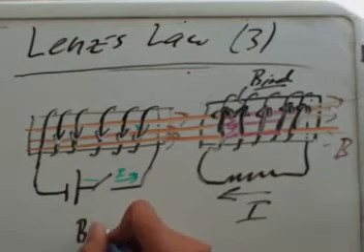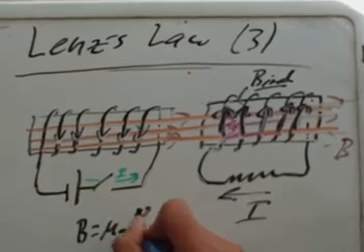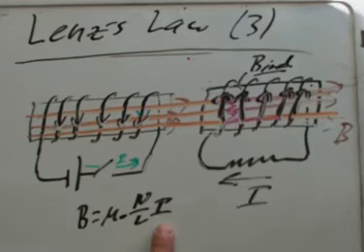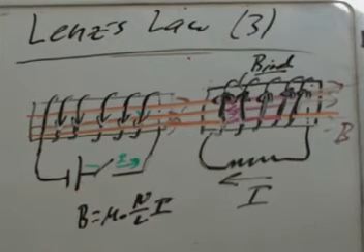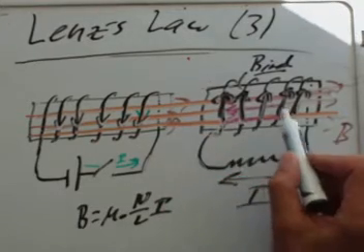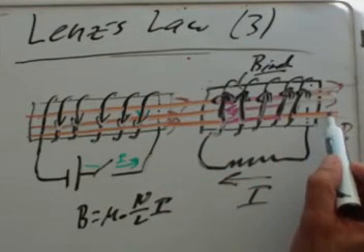And I know that because the magnetic field of a solenoid is mu naught N over L times I. So B is proportional to I. So if I starts getting smaller, B starts getting smaller. So open the switch, these orange magnetic field lines are going to start getting smaller. In this solenoid over here, Lenz's law is going to see, look, these orange lines are getting smaller.